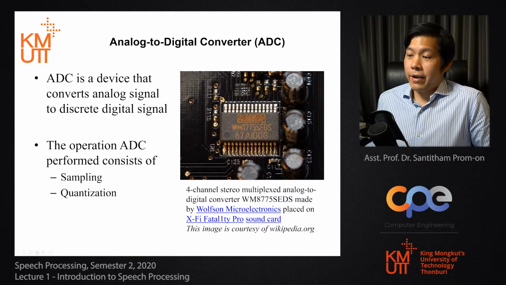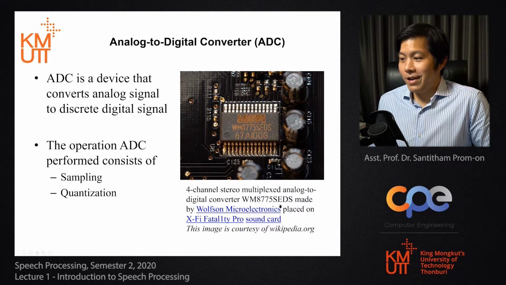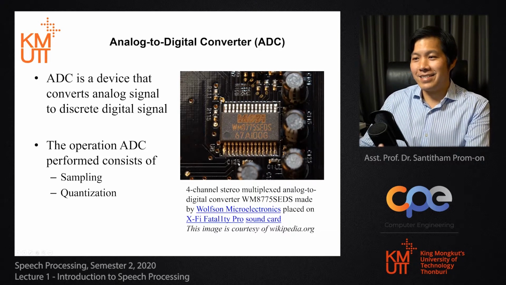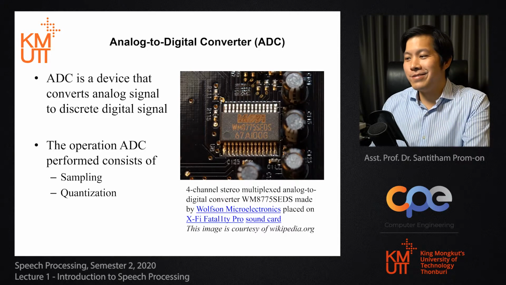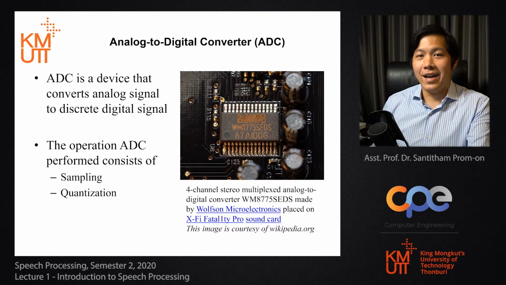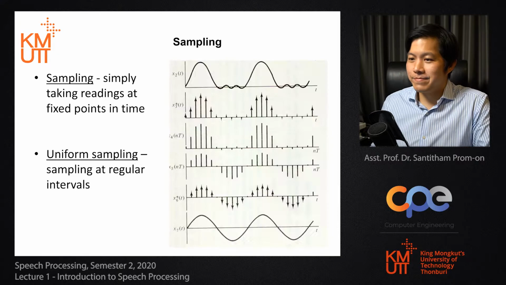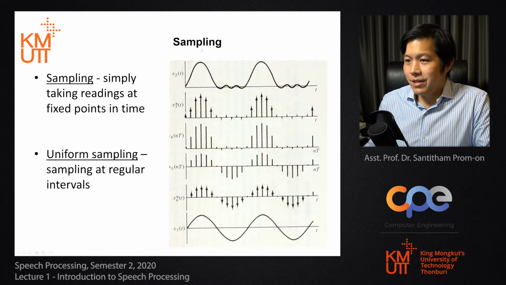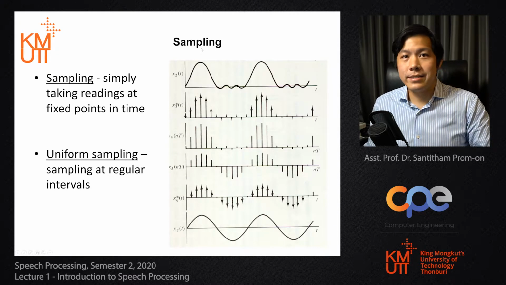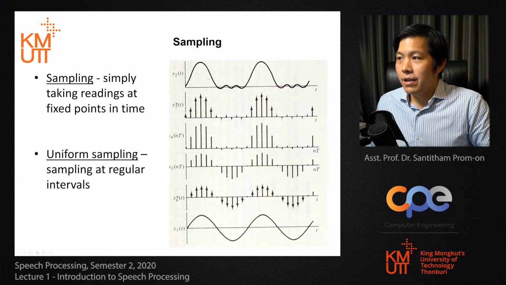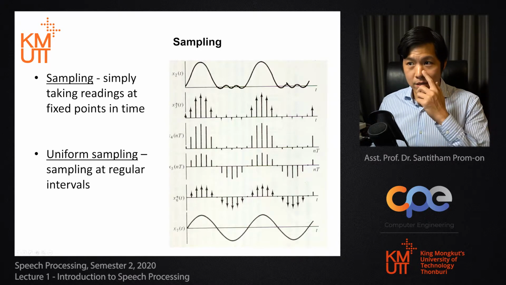This is the X5 Fatality Pro Sound Card, the one that was quite new when I was creating this slide. But right now, well, there are a lot better audio interfaces out there. So the process, two processes. The first one is sampling. Right? From an analog signal, how do you sample the data out?